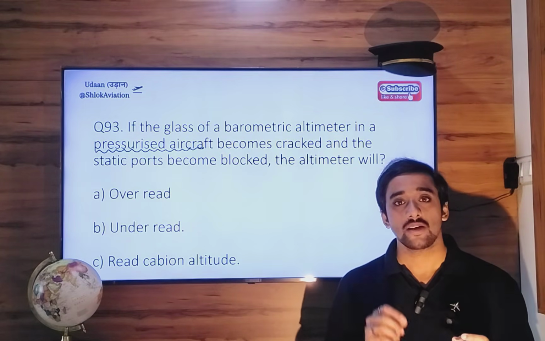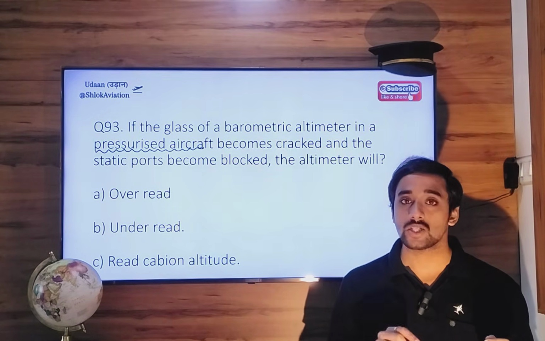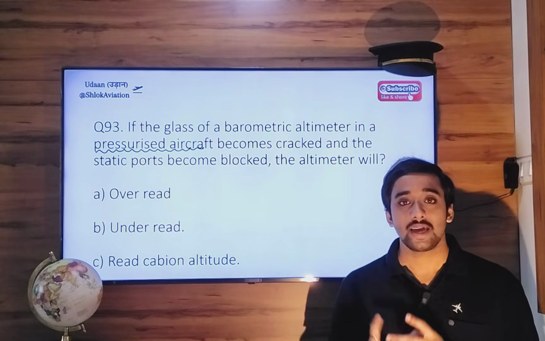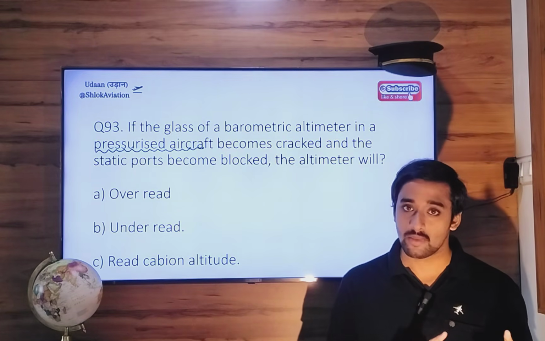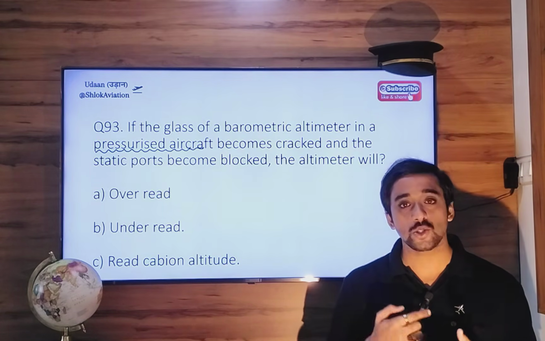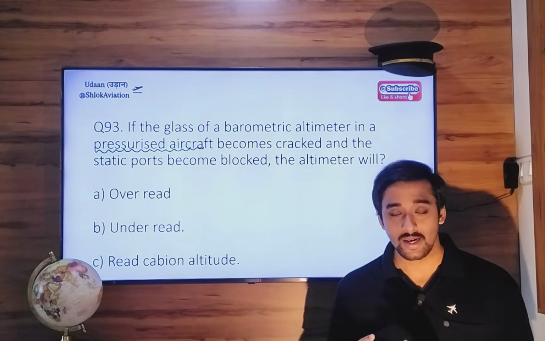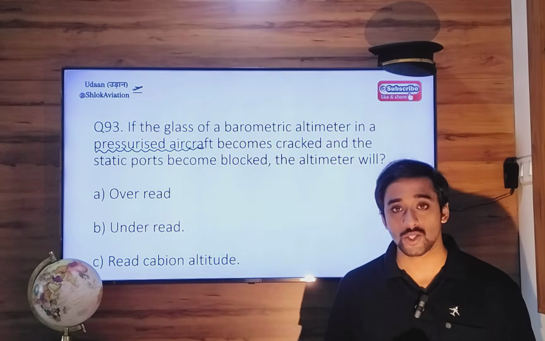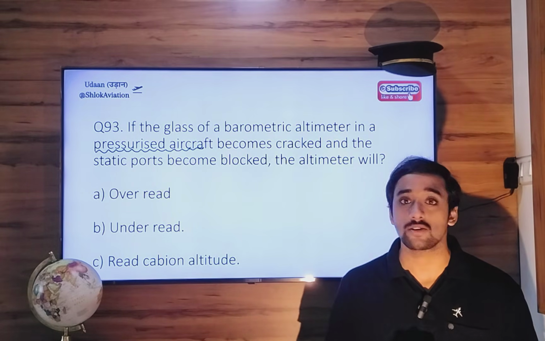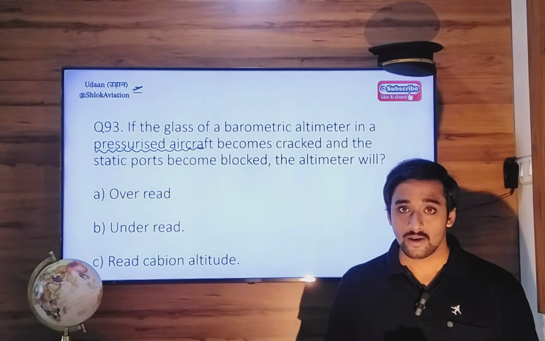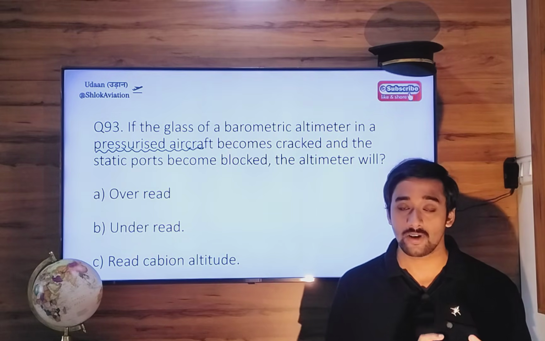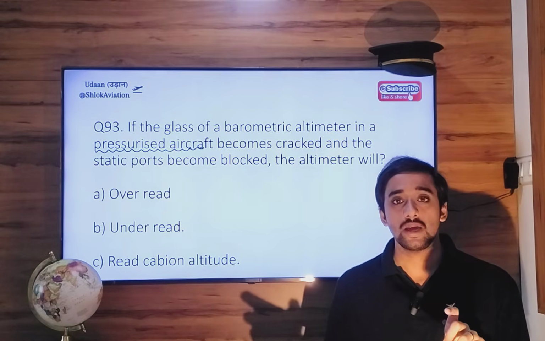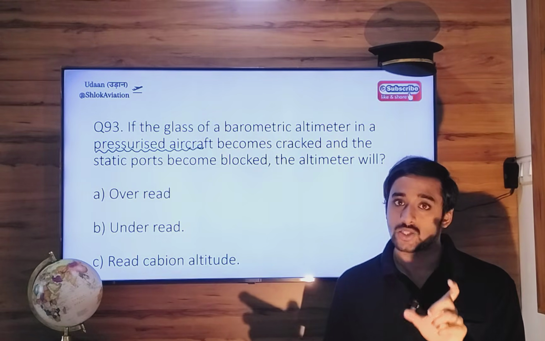In other words, whenever the glass of a barometric altimeter is broken and the static ports are blocked, cabin pressure will enter the back of the altimeter instrument. The aneroid capsules will respond to this cabin pressure, as a result of which we will get an indication of cabin altitude. If the cabin pressure in your aircraft is equivalent to the pressure found at 8,000 feet, the corresponding vertical distance will be 8,000 feet. So this will be shown to you.